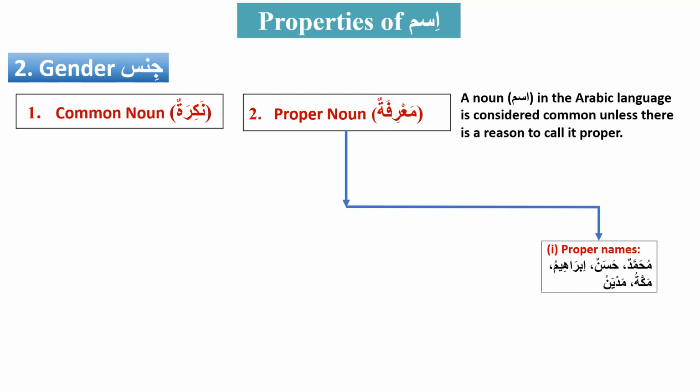The first reason for an ism to be called proper is if it is a proper name, like Muhammad, Hassan, Ali, Ibrahim, not only the names of people, but also names of places. Like Makkah, Makkatu is a name of place. Madian is a name of place. Canada is a name of place. Then you can say this noun is a proper noun. That's the first reason: name of place, name of people.